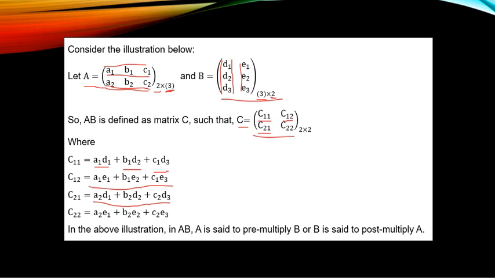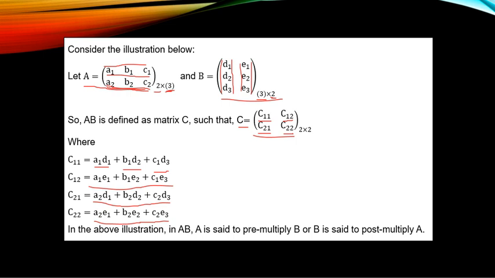C2 times D3. Then the element in the second row, second column, C22, means use the second row of the first matrix to multiply the second column of the second matrix. That is A2 times E1, B2 times E2, C2 times E3. So this is how matrices are multiplied.